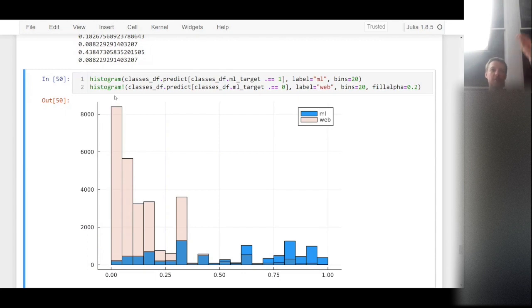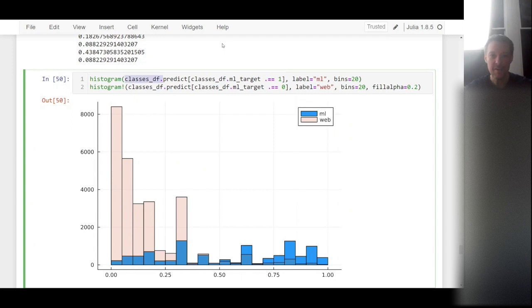So those predictions are low for them. So what do I do? First, I create a histogram of machine learning developers. So from predict vector, I pick only those elements for which ML target is equal to 1. Is it clear?